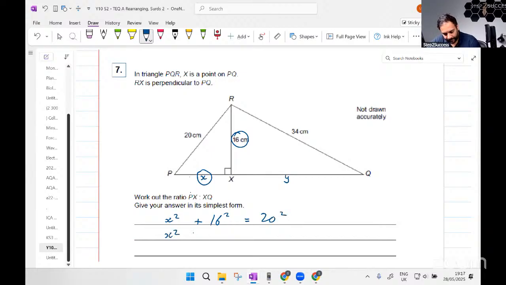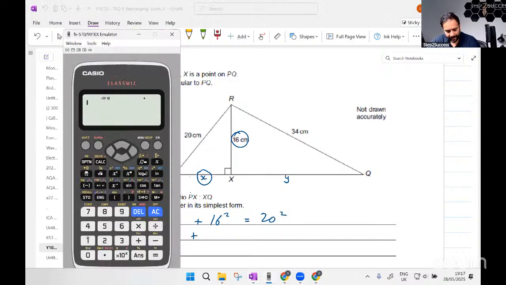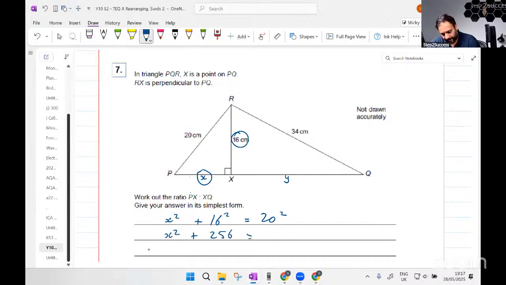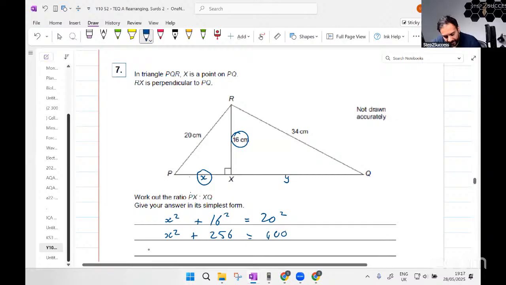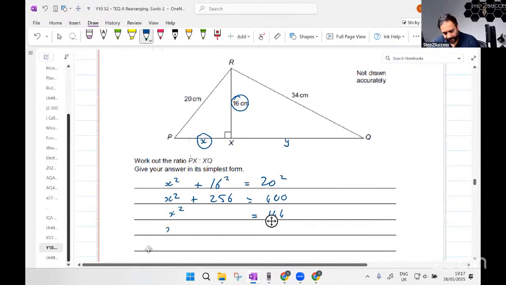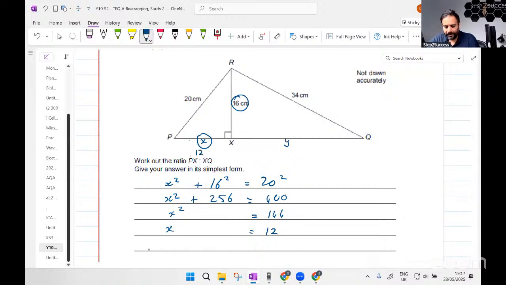Equals the long side squared, which is 20 squared. So 16 squared is 256. 20 squared is 400. X squared is therefore 400 take away 256, which looks like 144 to me. And the square root of 144 is 12, which means that this side here is 12. We can now move on and try and find this bottom side down here.